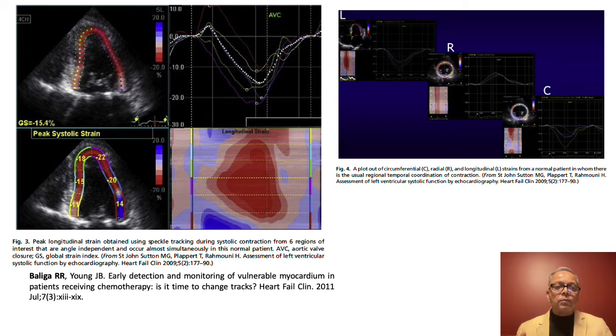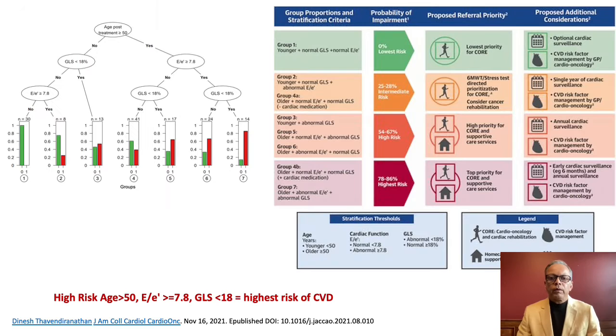So you can have peak longitudinal strain obtained through speckle tracking, and we can have circumferential and longitudinal strains, and these are now standard of care. For peak longitudinal strain, we use speckle tracking from 6 regions of interest that are independent and occur almost simultaneously in the patient.